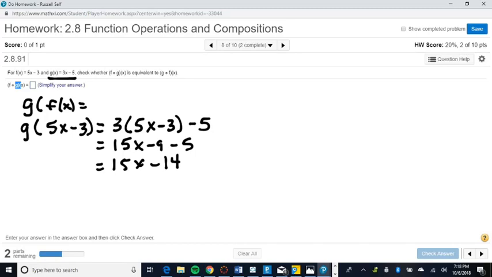So the 15x was the same as the last function that we got. Remember a while ago we got 15x minus 28 or 25, I can't remember, but it doesn't really make any difference because those two numbers are different. Therefore, these two functions are not equivalent.